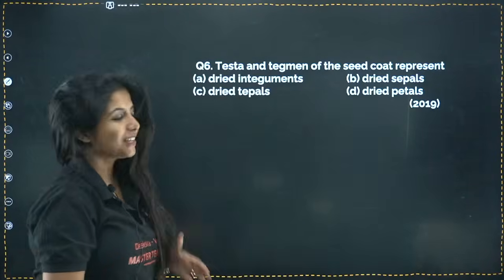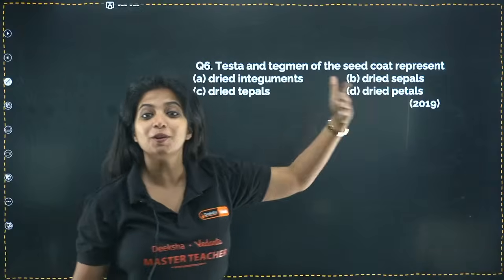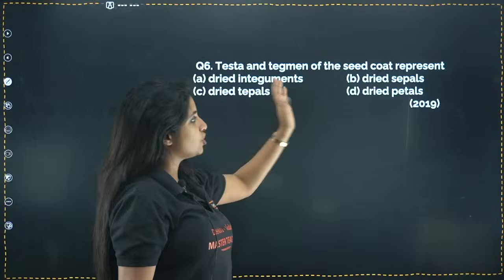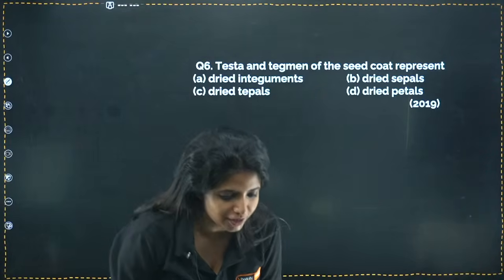Yes. Testa and tegmen of the seed coat represent what? Dried integuments, dried sepals, dried tepals, dried petals. What do you think is the answer for this question?